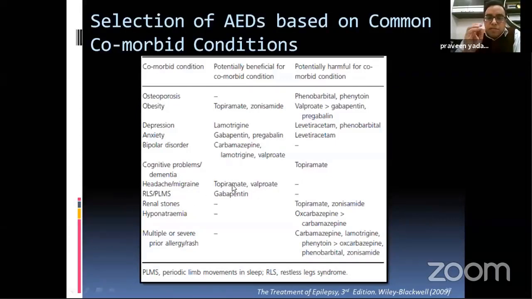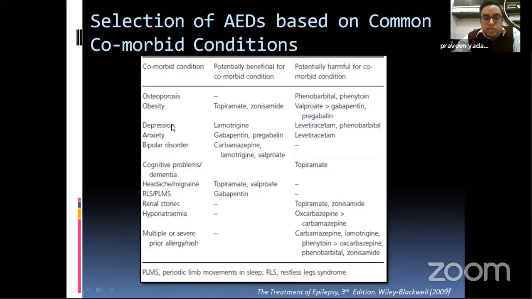If the patient is having migraine with epilepsy, definitely topiramate and valproate will be the better choice because both the illnesses can be treated together. Renal stones, you avoid topiramate and zonisamide because both of these can worsen the renal stones. Hyponatremia, carbamazepine and oxcarbazepine should be avoided. And if there is any history of rash, the common drugs which can cause rash are lamotrigine, carbamazepine, phenytoin sodium, and phenobarbital. So these medications should be avoided if there is a history of rash.